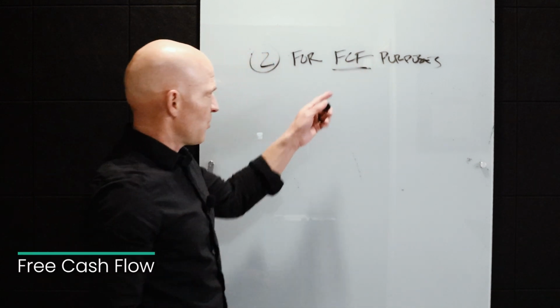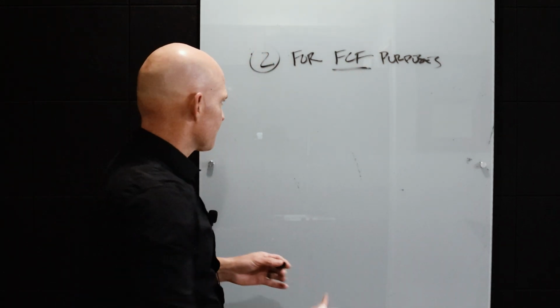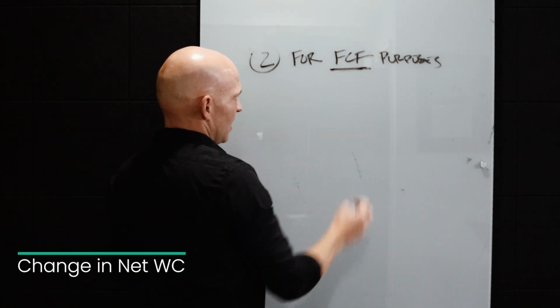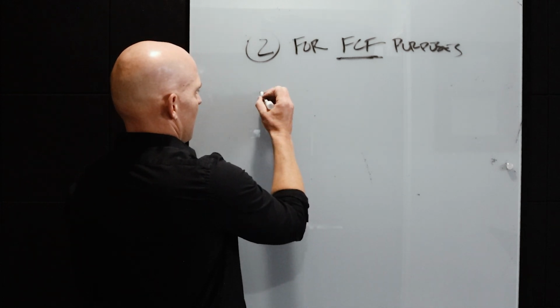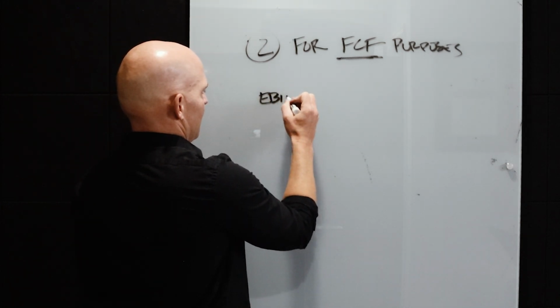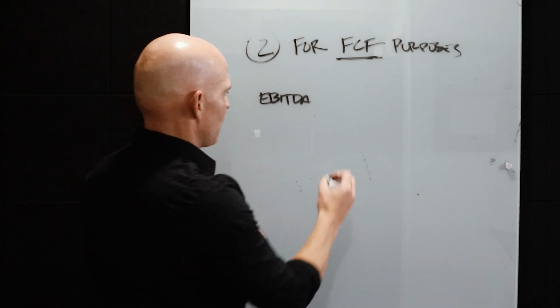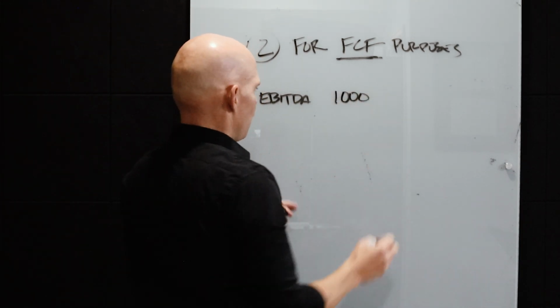Okay, free cash flow, abbreviated. Now, when you're trying to figure out free cash flow, you're going to look at the change in net working capital. All right. So let's say we have our EBITDA for a company, and we want to figure out cash flow. Let's just say our EBITDA is 1,000.